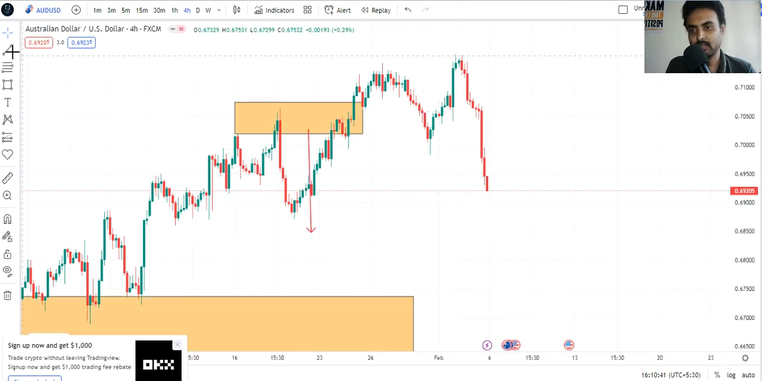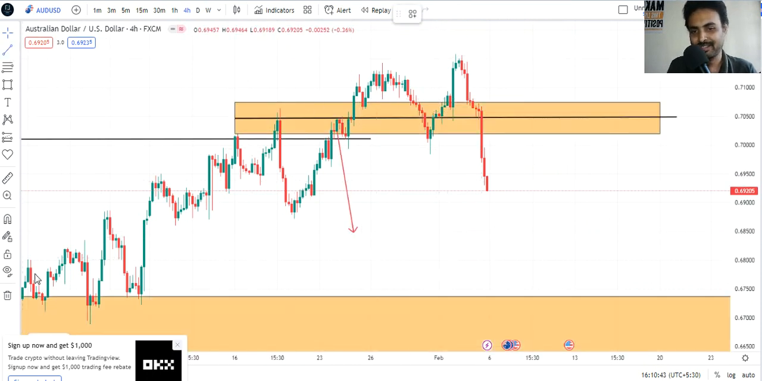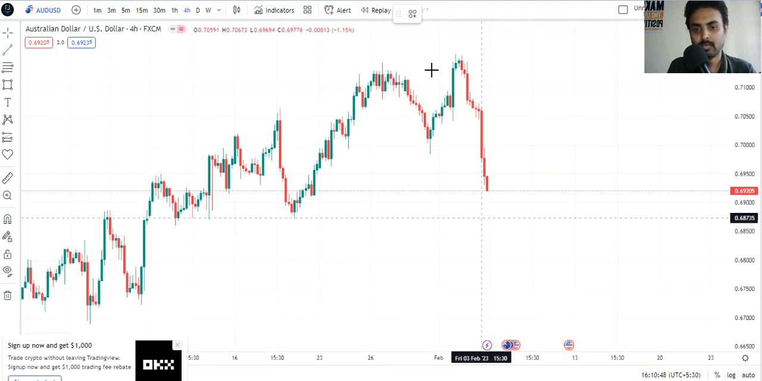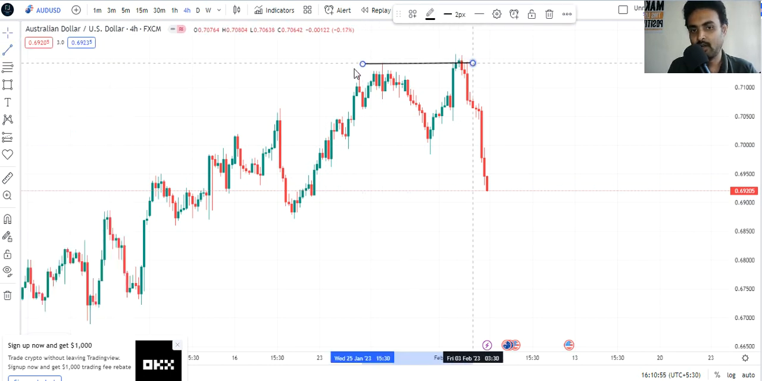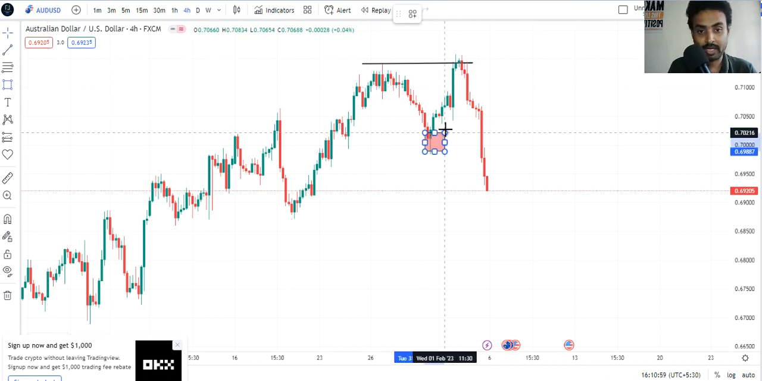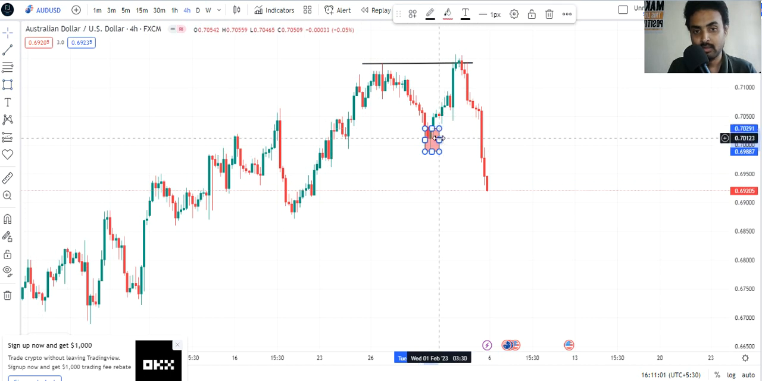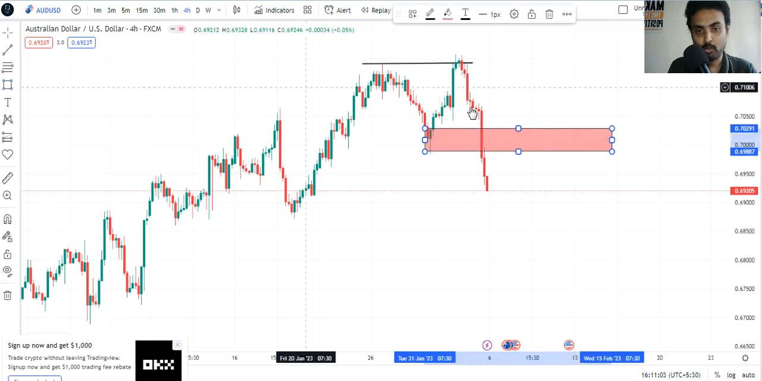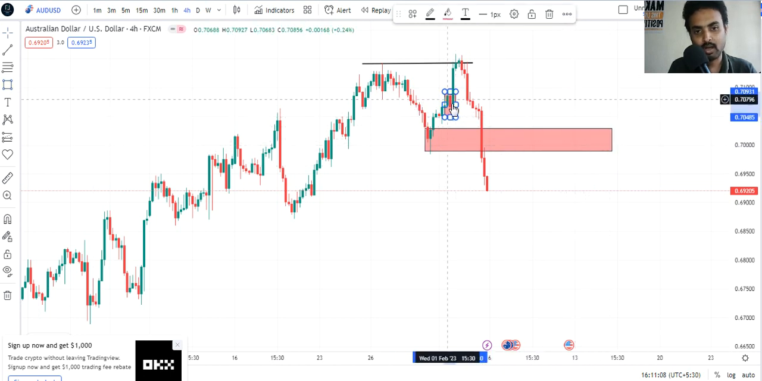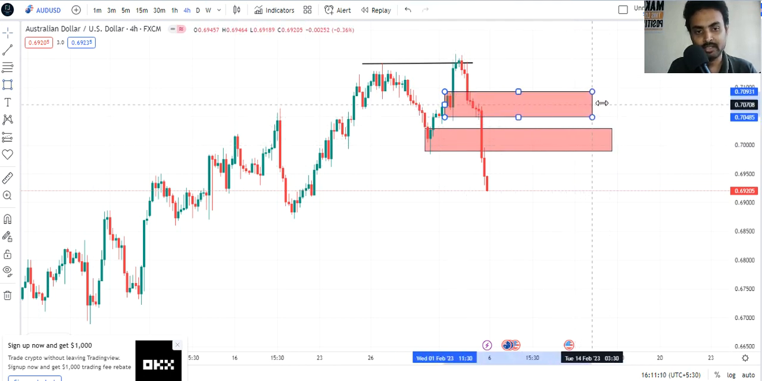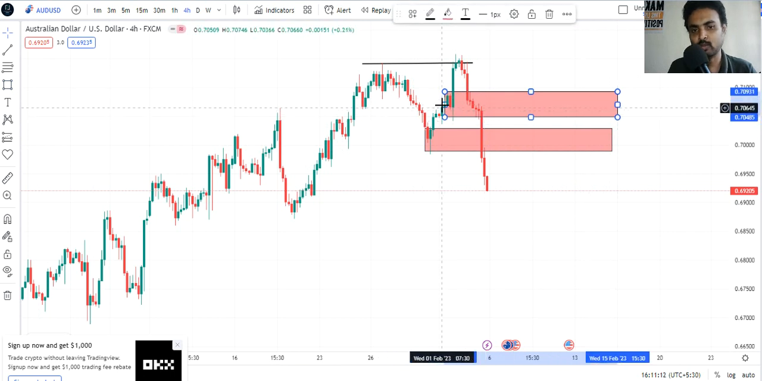AUD USD also, it's great. I have markings, so let's remove the markings. You have manipulation to the top. You have multiple levels to see. You have one breaker block here. You have one more breaker block above, but the first priority is this breaker block. Second priority is this low, because it is also a breaker block.